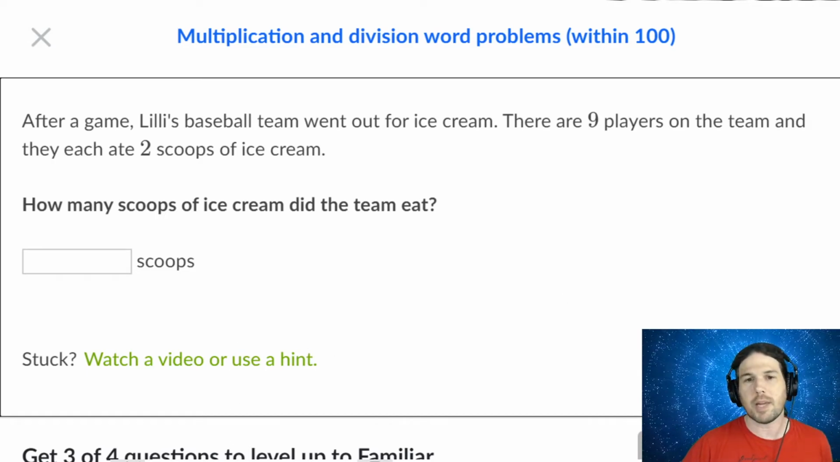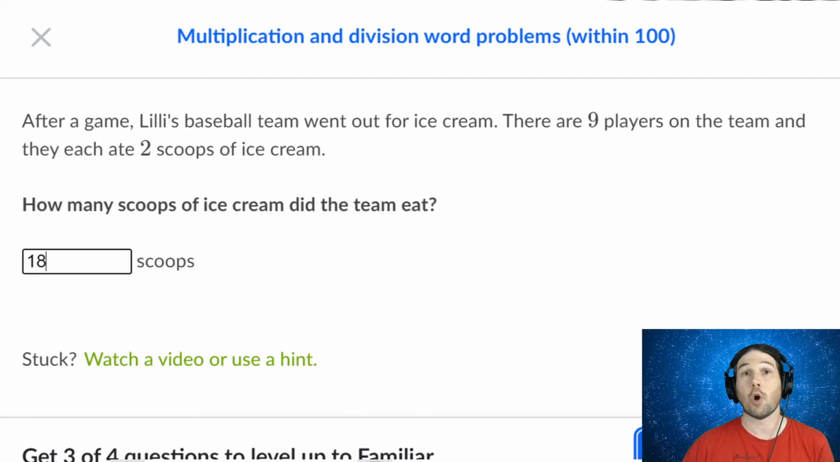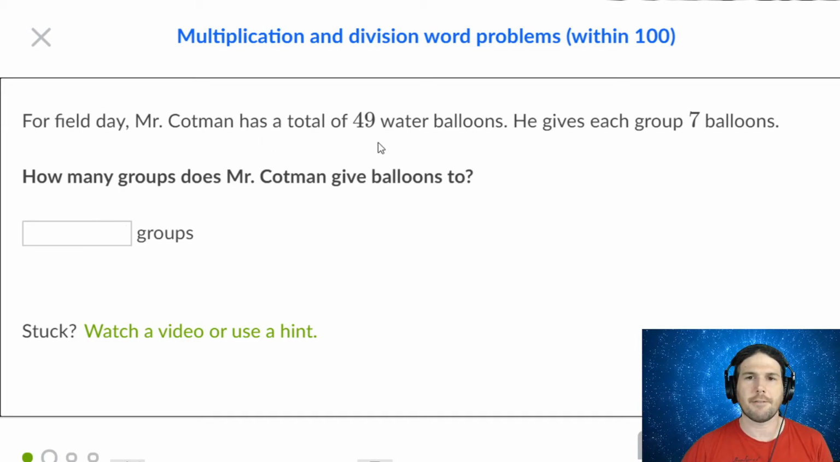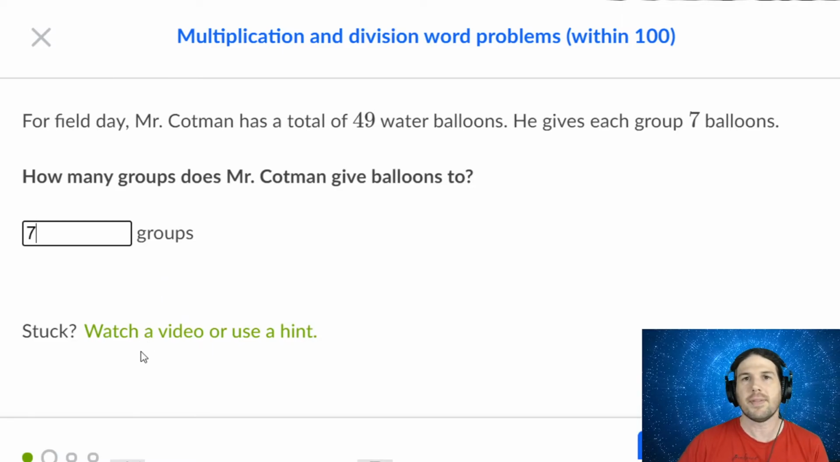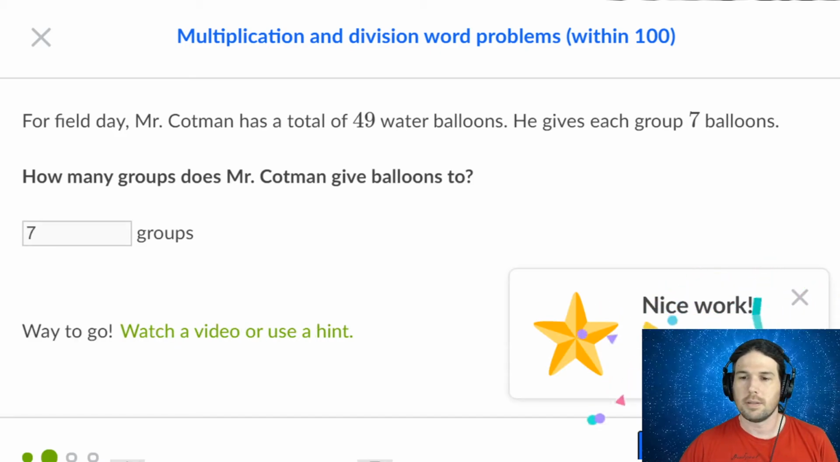After a game, Lily's baseball team went out for ice cream. There are 9 players on the team. They each ate 2 scoops of ice cream. That's 9 times 2 is 18 scoops total. For field day, Mr. Cotman had 49 water balloons. He gives each group 7 balloons. 49 is one of those numbers that I'm not sure why, but it sticks in your head really fast because it does not look like a number that should be a multiple of 7. It just doesn't, right? It's one less than 50. It doesn't look like 7 and 49 belong together. So for some reason, it sticks in my head that 7 times 7 is 49, specifically because it looks like it shouldn't. I hope that made sense.